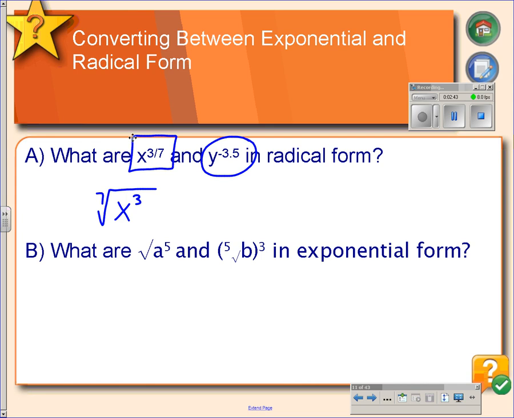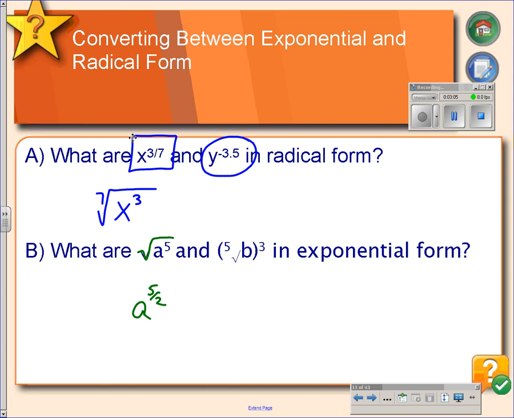In example B, we have a radical form, and we're going to change it to exponent form. So A is our base number, 5 being the exponent will be the numerator, and in this radical, this is a square root, so the index is 2, although it's not written. You have to understand that it's a 2.